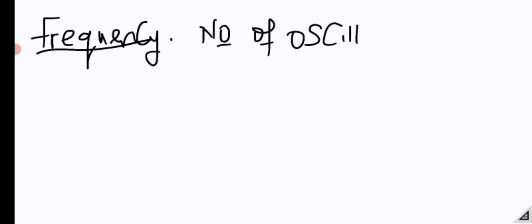Frequency. What is frequency of a simple harmonic oscillator? The frequency of a simple harmonic motion, are you getting it now, is the number of oscillations. Write those things down. Is the number of oscillations performed per unit time. What is unit time? Unit time is the same thing as 1 second. So it means that the number of oscillations performed in 1 second is called frequency.